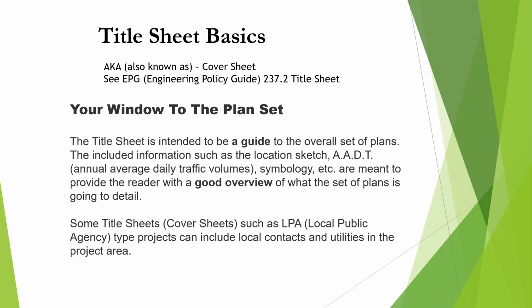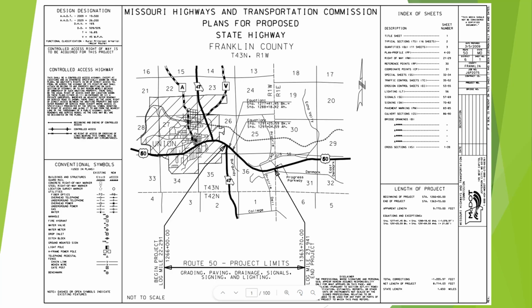The title sheet is intended to be a guide to the overall set of plans. The included information such as the location sketch, AADT, which is our annual average daily traffic volumes, symbology, etc., are meant to provide the reader with a good overview of what the set of plans is going to detail. Some title sheets or cover sheets, such as LPA type projects, can include local contacts and utilities in the project area. This is an example of a title sheet.